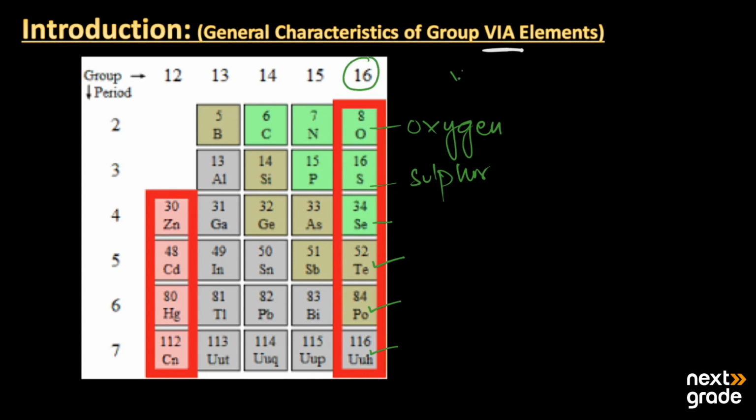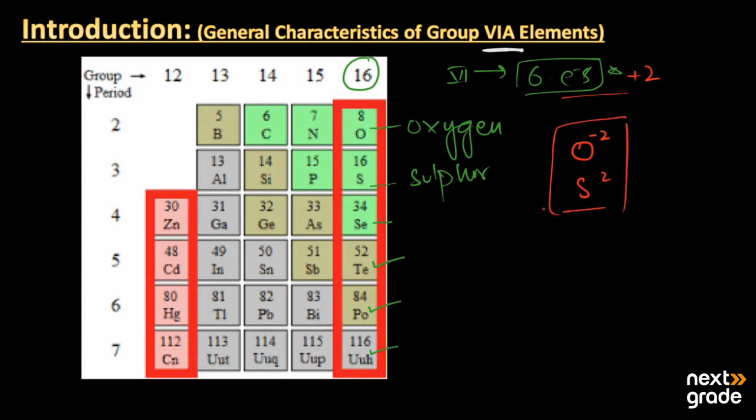When we talk about group 6 elements, it means they have six electrons in their valence shell. This is the main similarity that they have. All the elements contain six electrons in their valence shell, so they require two more electrons to complete their octet. When they gain these two electrons, they carry the charge -2, like oxygen -2, like sulfur -2. So this is basically their valency. They have six electrons in their valence shell.